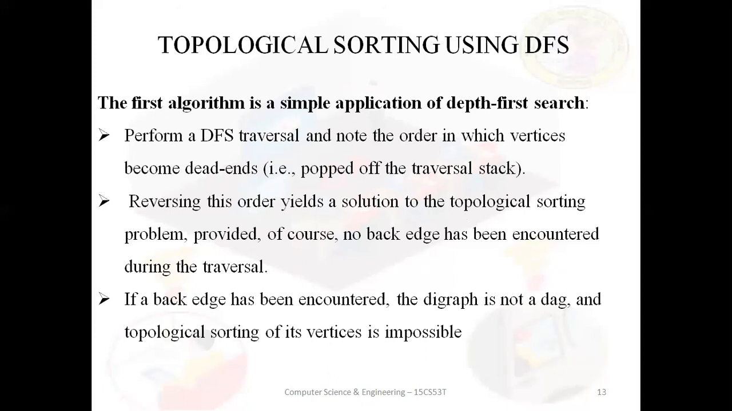Of course, no back edges should be encountered during the traversal. If there is a back edge, then the digraph is not a directed acyclic graph, and hence topological sorting for these vertices is impossible.